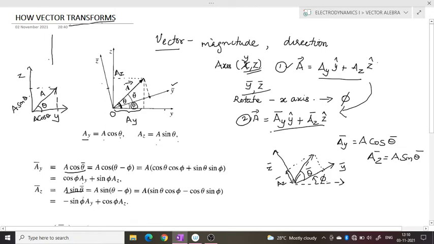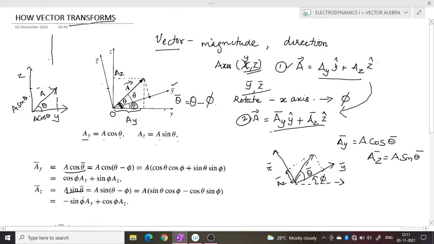Now what is theta dash? The total angle of A to y is theta. So what is theta dash? The angle theta dash is equal to theta minus phi. The whole angle is theta and this is phi and here it is theta dash.